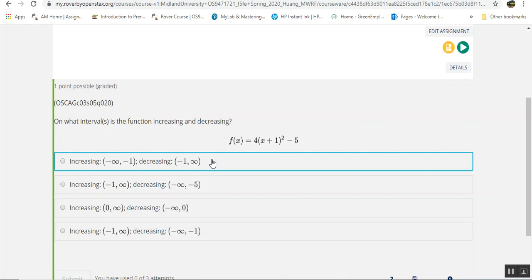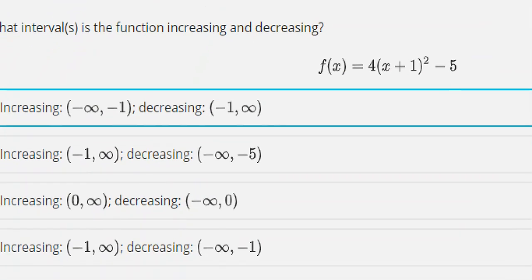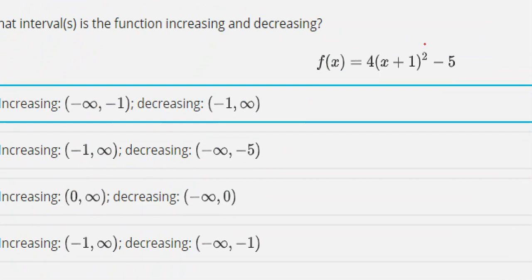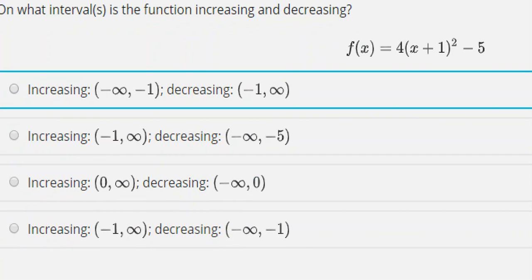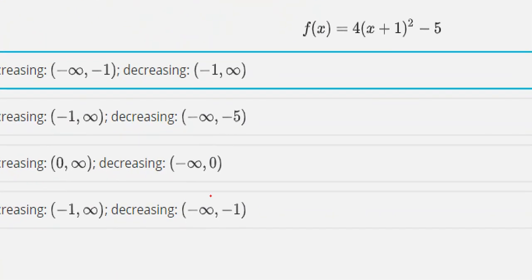Hi guys, we are given this function. This is a quadratic function because I see the square, right? So we need to determine the intervals where the function is increasing and decreasing. In other words, you need to look at the graph of this particular one. So this is what I would do.